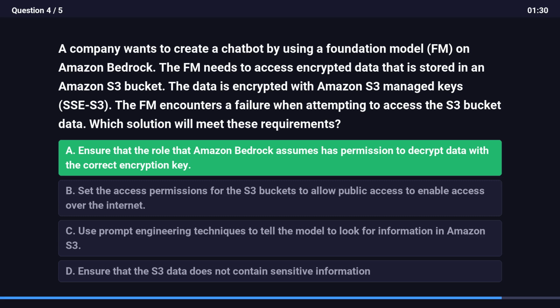Making buckets public creates security vulnerabilities. Prompt engineering cannot resolve permission issues. Removing sensitive data does not address the access failure.